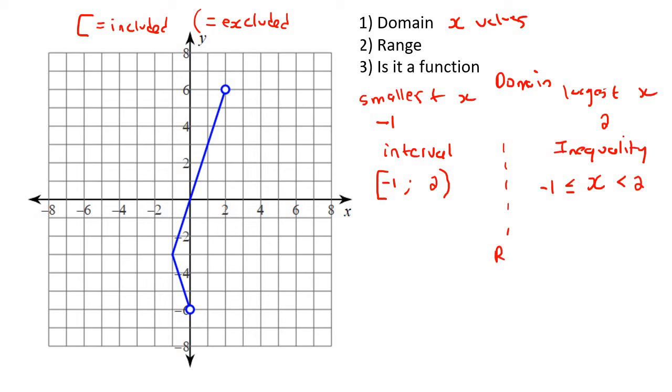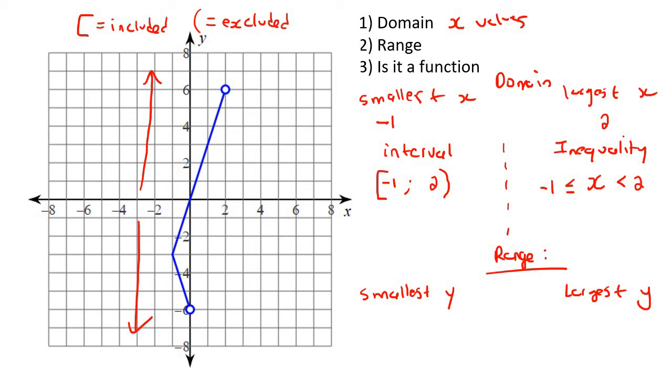Now let's do the range. So remember, your range is all the y values. So we need to go find the smallest y, and we need to go find the largest y. Remember that your smallest y is at the bottom, and your largest y is at the top. So your smallest y here is at -6, and your largest y is up here at +6. Both of them have an open circle, so they are not included.